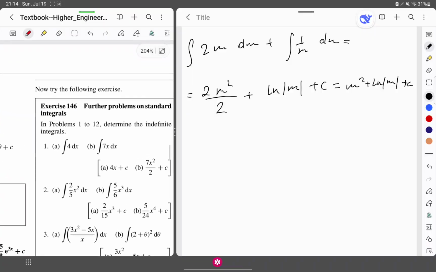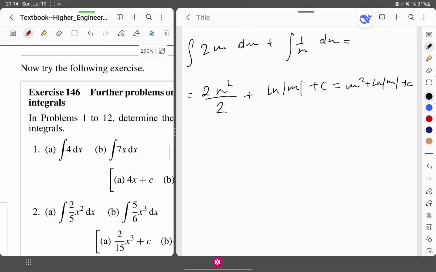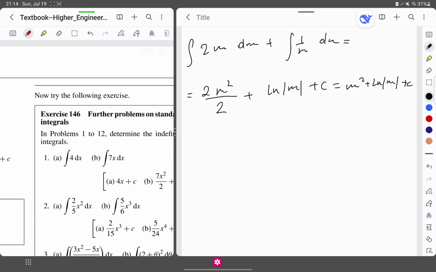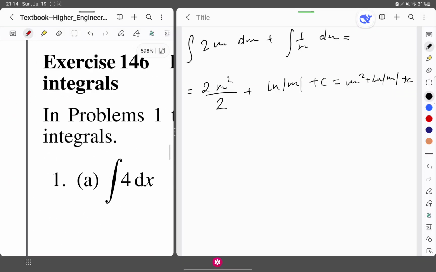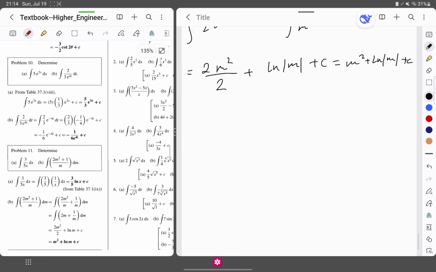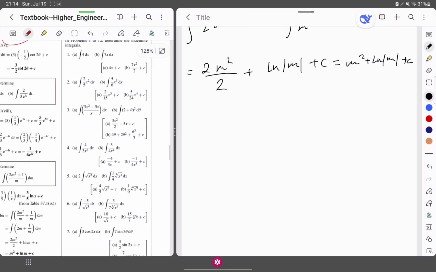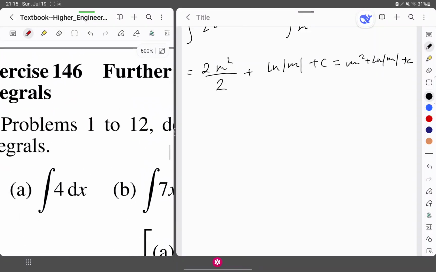Further problems on standard integrals. Problems 1 to 11 determine indefinite integrals. So it means that we are finishing. Actually, we are finishing. Let's do those problems here.